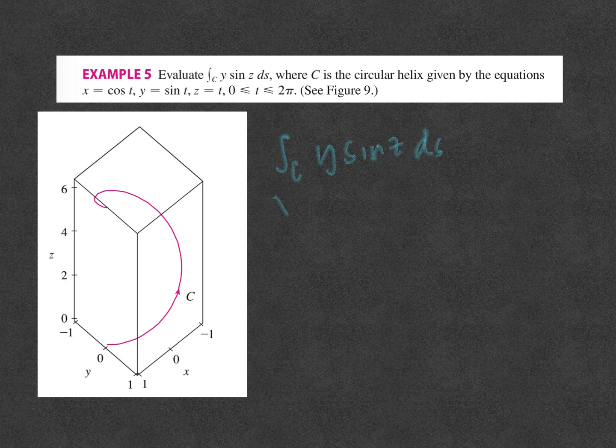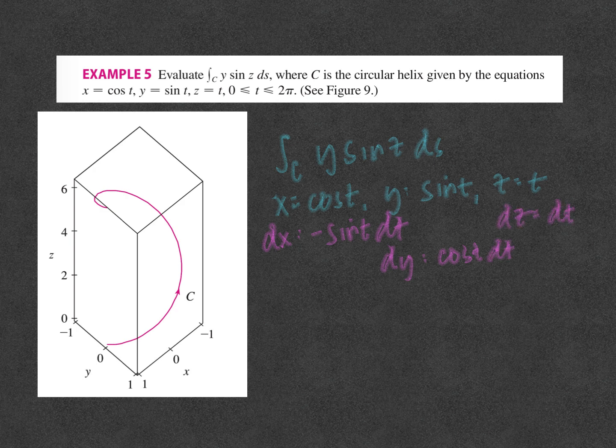Now, we know that x equals cosine of t, and y equals sine of t, and z equals t. So your next step is your differentiation. So the derivative of cosine is negative sine of t dt. The derivative of y is cosine of t dt. And the derivative of z is just dt. The derivative of t is 1. So we can set up this integral and say the bounds of t are given to be 0 to 2 pi.